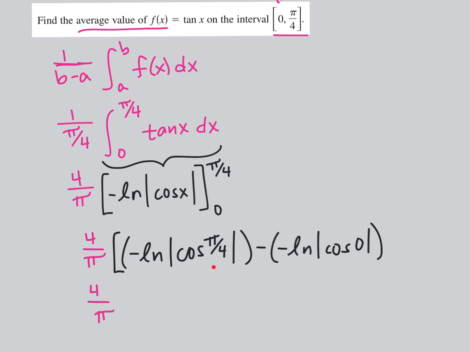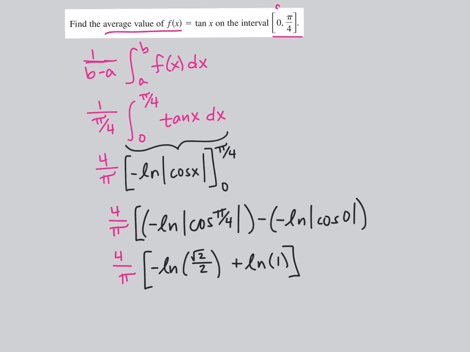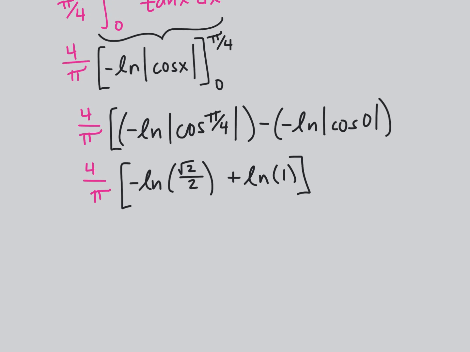All right, the cosine of pi over 4 using our unit circle is root 2 over 2. So this is negative the natural log of root 2 over 2. Then we'll have minus a negative, so plus the natural log of the cosine of 0. The cosine of 0 is just 1. Well, we know that the natural log of 1 is just 0, so we end up with 4 over pi times negative the natural log of root 2 over 2. Using our calculator, we will get approximately 0.441.